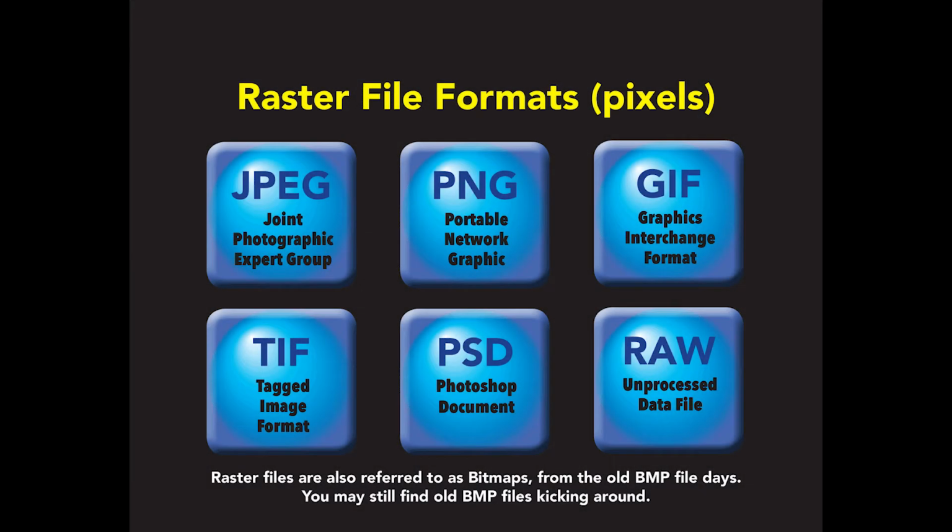The main raster file formats that we're going to concentrate on are JPEG, which is Joint Photographic Experts Group. I don't know who the heck named that, but that's ridiculous. PNG, which is Portable Network Graphic. GIF or GIF, which is Graphics Interchange Format. TIFF, which is Tagged Image Format. PSD, which is Photoshop Document. And RAW, which is Unprocessed Data File. That doesn't really have an acronym.